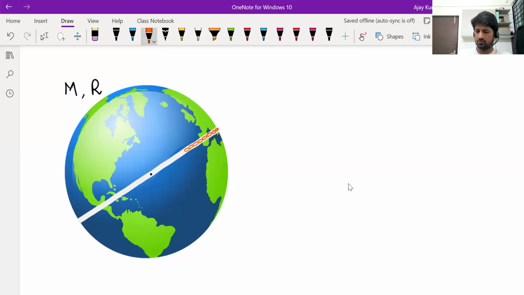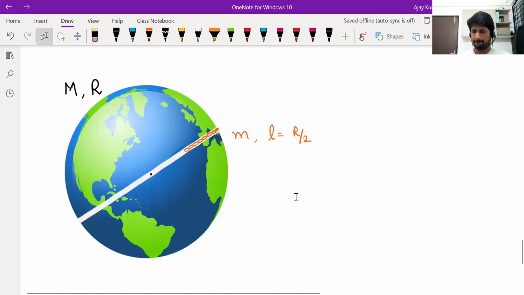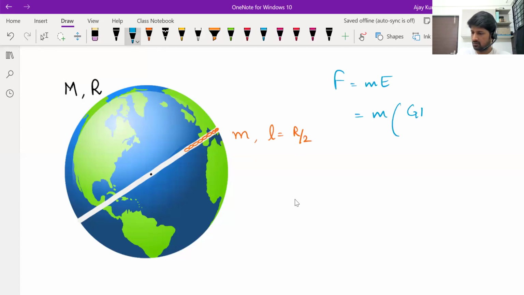Pawan, what logic did you use? Sir, F is equal to m into a. Okay. How much is a? Sir, E. How much is E? GMx by R cube. Okay. You use the gravitation formula for gravitational field inside a solid sphere. Good. And how much is x?